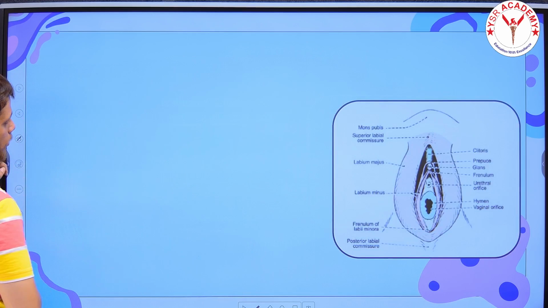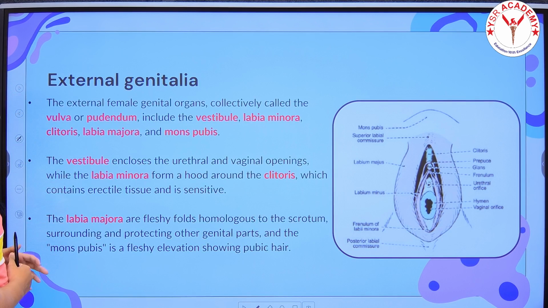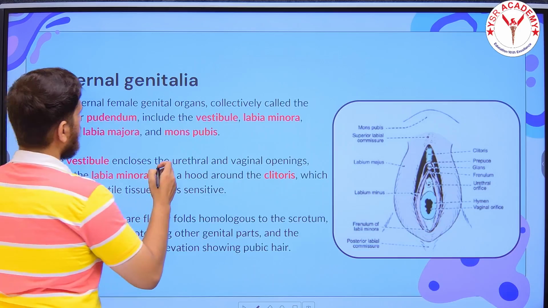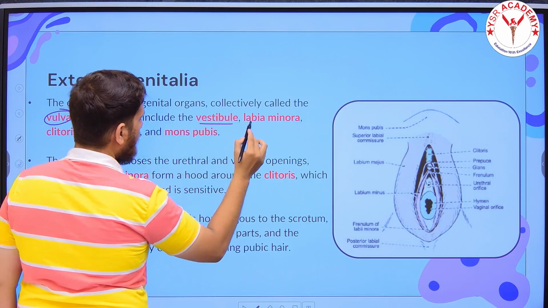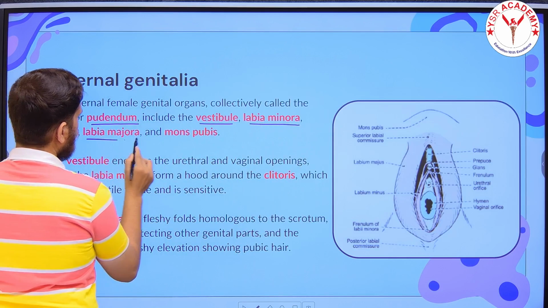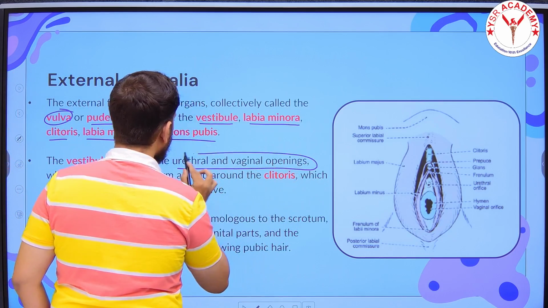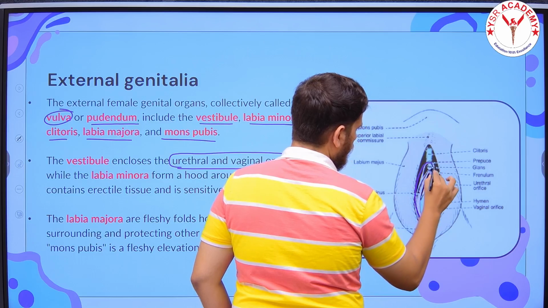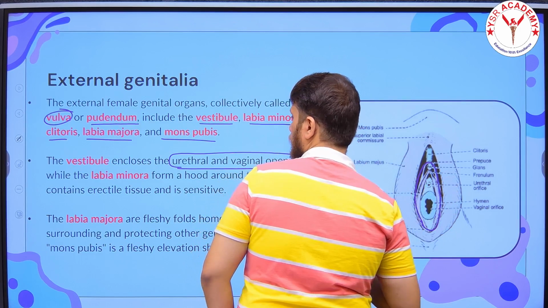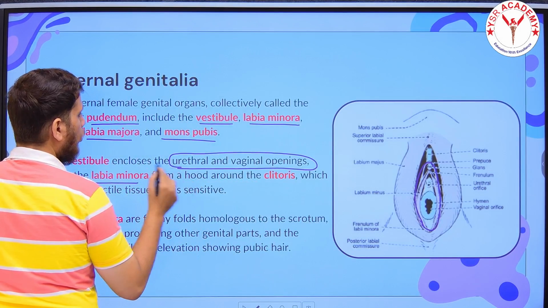Now, students, we move on to the detailed anatomy of all the parts of the vulva, which is nothing but the external genitalia. The external genitalia, or the female genital organs, collectively called vulva or pudendum, include the vestibule, labia minora, clitoris, labia majora, and mons pubis. The vestibule encloses the urethral and the vaginal opening. So, जो पूरा area है, starting from the vagina to the urethra, वो पूरे area को हम vestibule कहते हैं, while labia minora forms the hood around the clitoris.